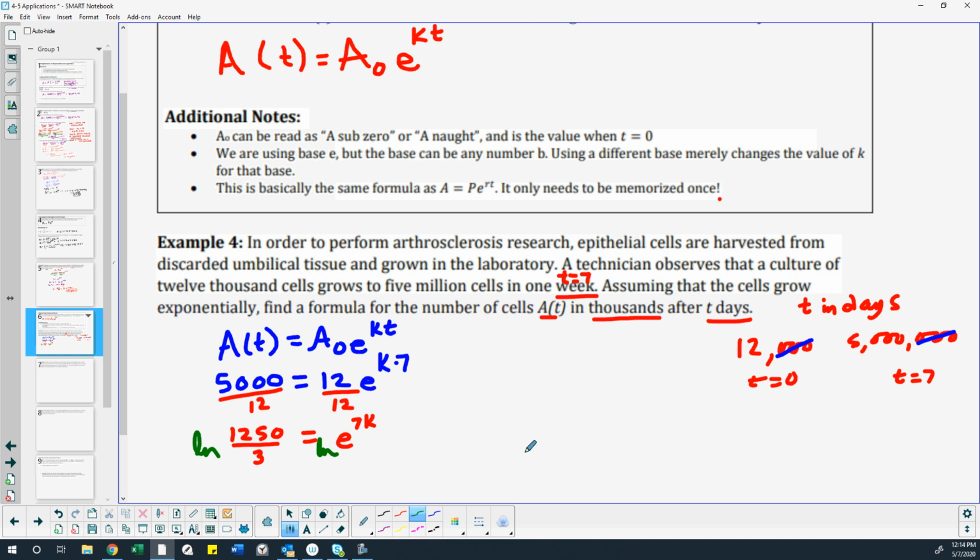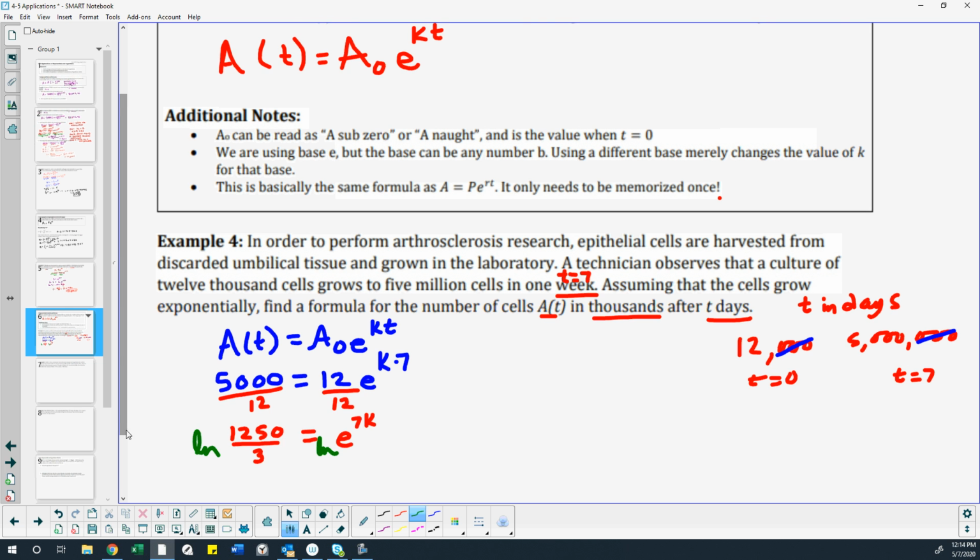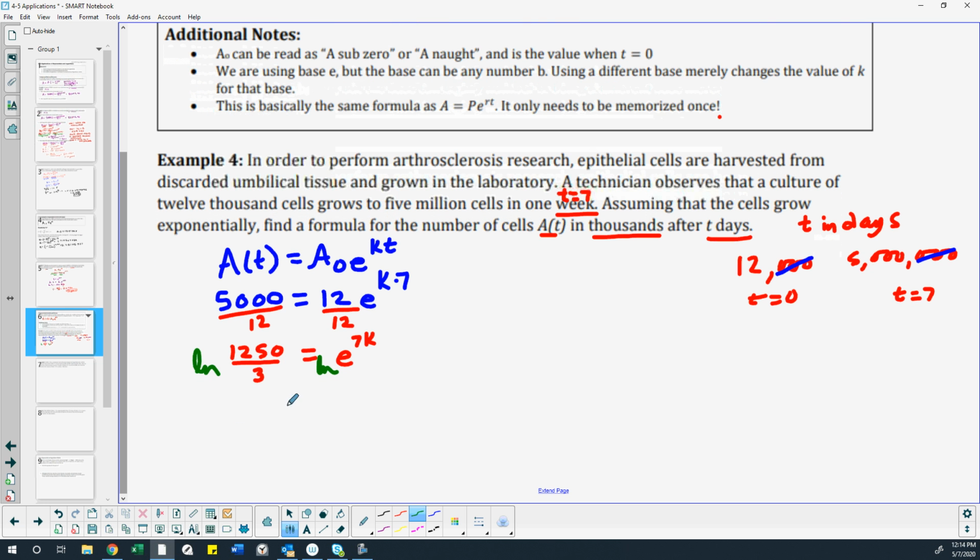Remember we use the power property. Sometimes I like to skip steps here because it's just all the same thing in every problem, but I'm going to try to avoid skipping steps. So we have the natural log of 1250 over 3 equals 7k natural log e. I just used the power property to bring the 7k to the front as a coefficient. Natural log e turns into 1, so timesing by 1, it goes away.